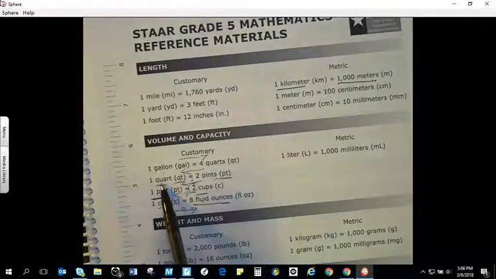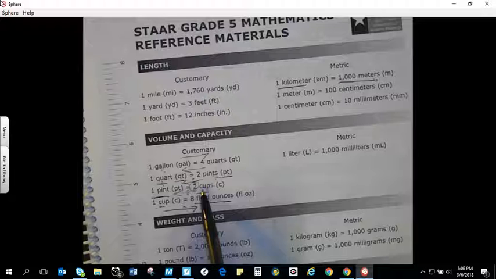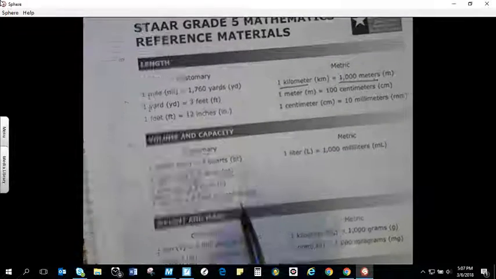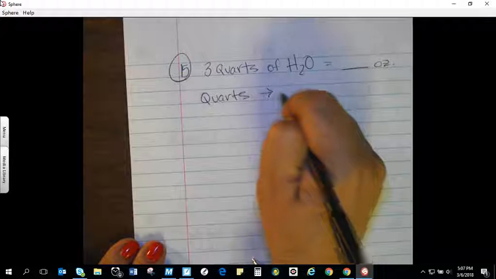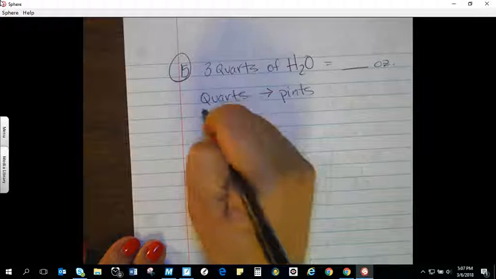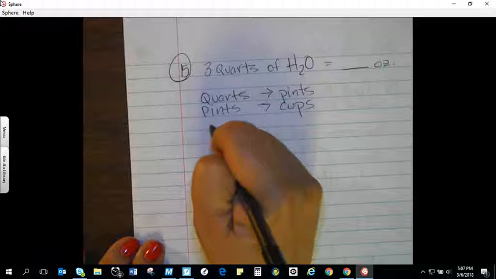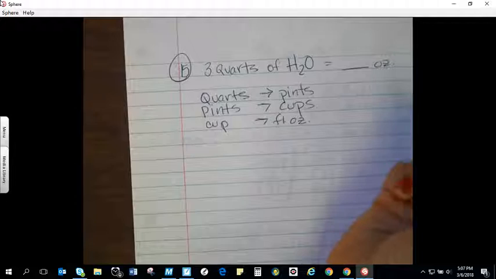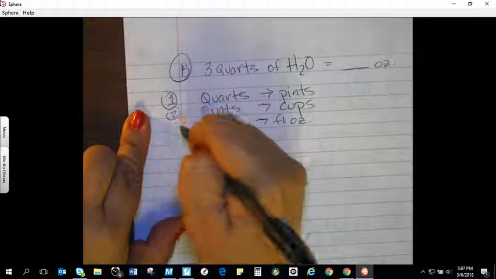Well, I have quarts to pints, pints to cups. Actually, it's to cups, and then cup to fluid ounces. So I'm going to go 3 different times. So I'm going to write this over here. I have to go quarts to pints, then pints to cups, and then cup to fluid ounces. Okay? All right, so now this is my step 1, my step 2, and my step 3.